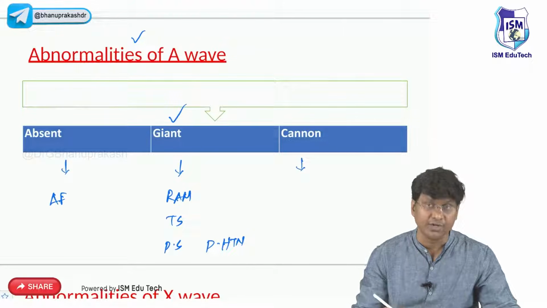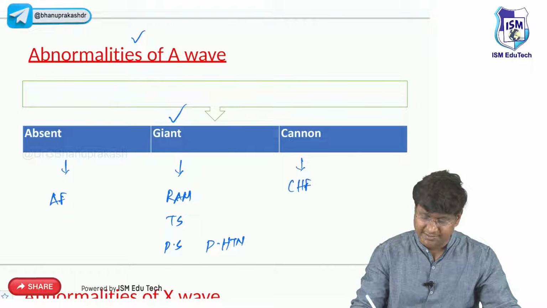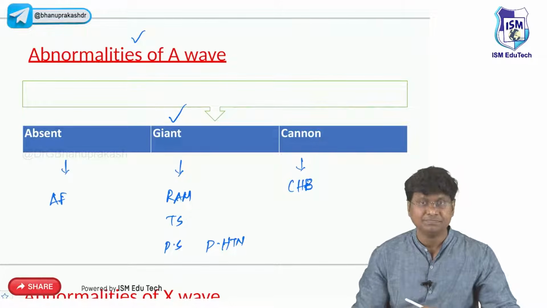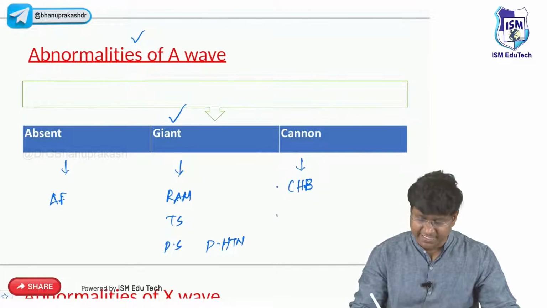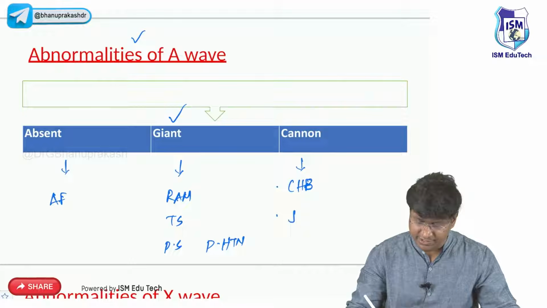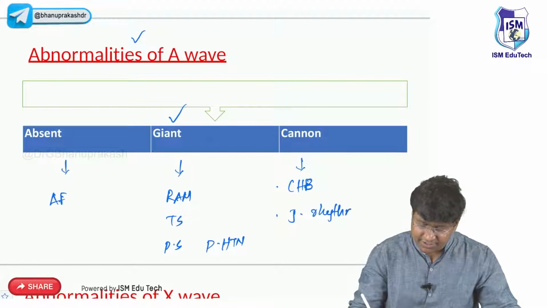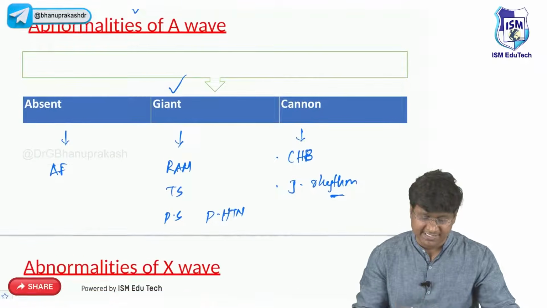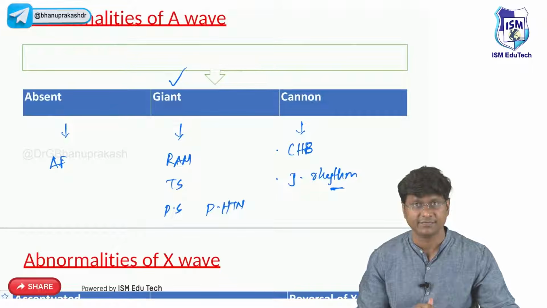Then you take this Canon A wave. Canon A wave, you get this in complete heart block. Okay, and one more condition is in case of the junctional rhythms. Even in junctional rhythms, you get this Canon A wave. So these are the abnormalities of the A wave, right?